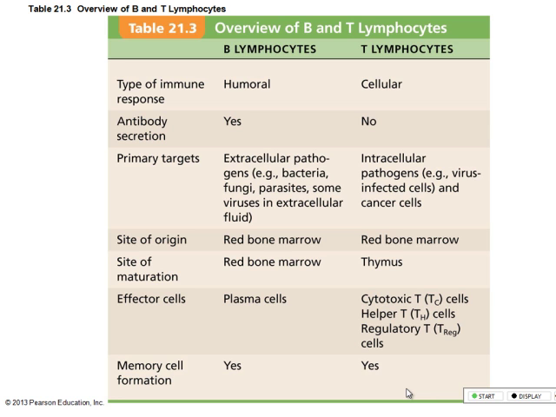B cells is more humoral, creating chemicals, putting it in our fluids. They're going to make antibodies. What is their primary target? Whatever the pathogen is, the specific pathogen, that's their primary target. Where do they come from? Bone marrow. Where do they mature? Bone marrow.